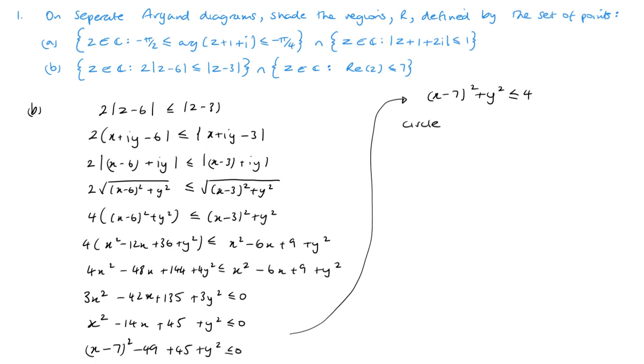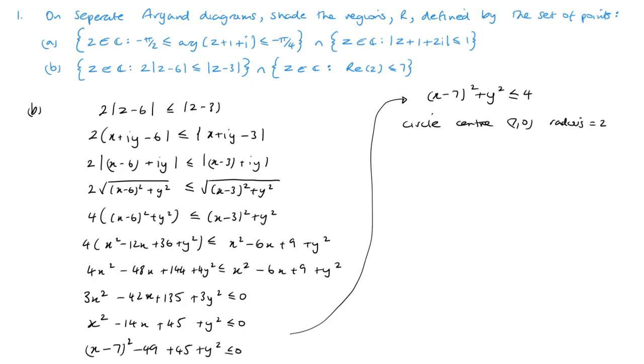So circle, center 7, 0, radius 2, square root of 4. So that's that first one. Now let's look at this second one. So real z is less than or equal to 7. Now this is just the vertical line going through 7.